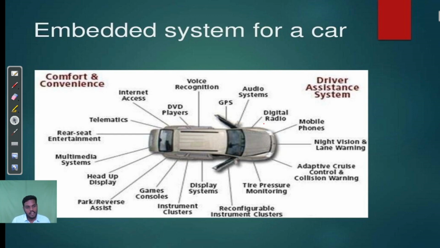In a car, it collects DVD players, voice recognition, GPS, audio systems, night vision, adaptive cruise control, collision monitoring, tire pressure monitoring system, display systems, instrument cluster, gaming controls, park reverse assist. These are the particular examples for the embedded system.